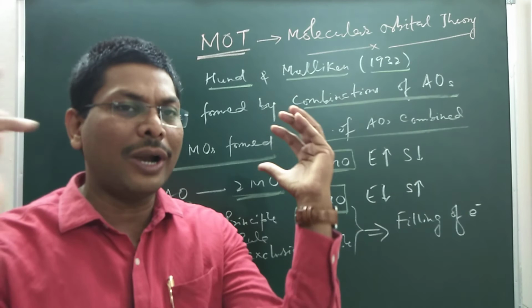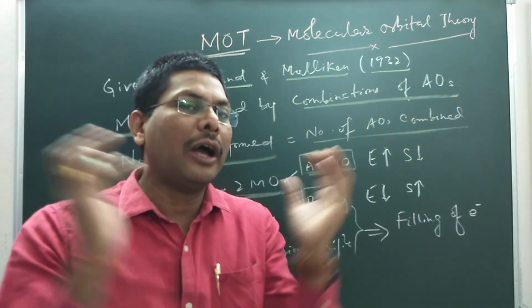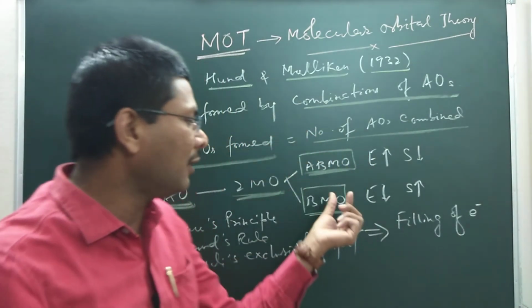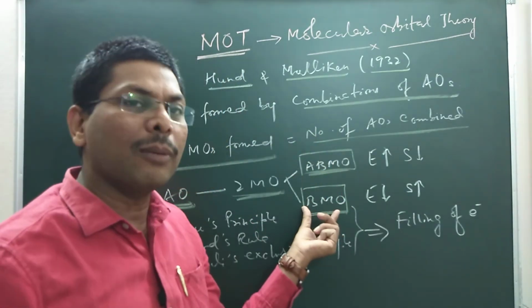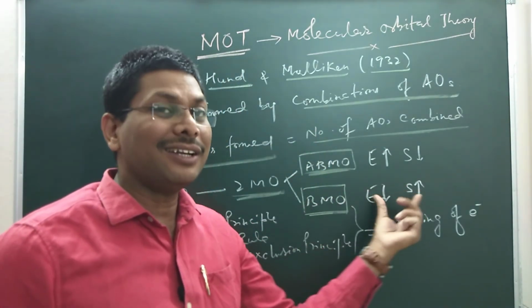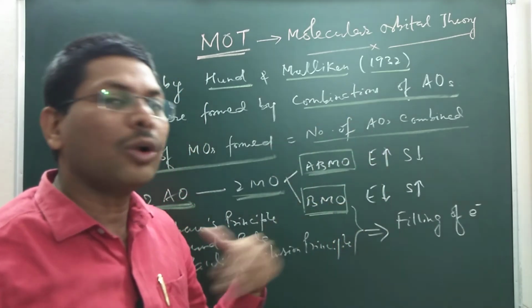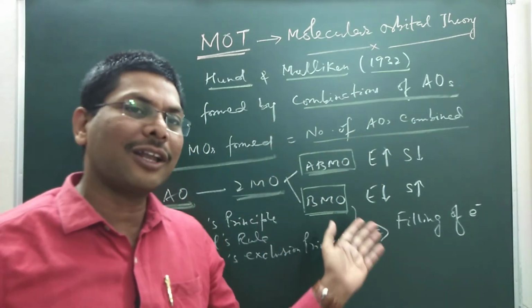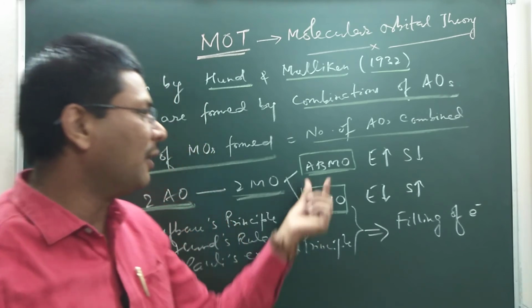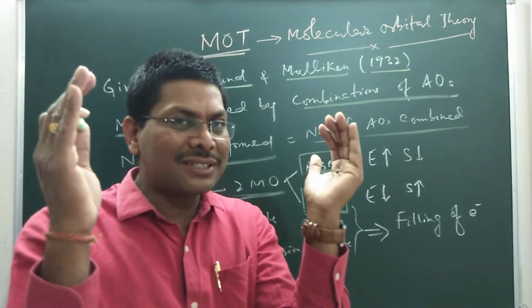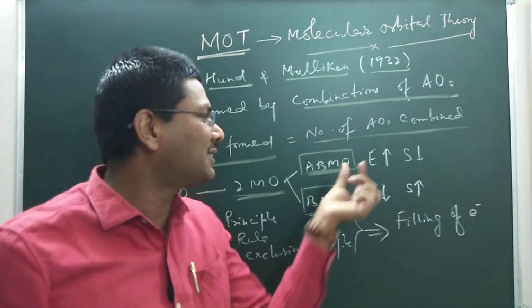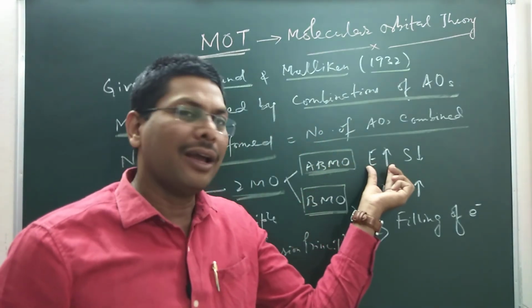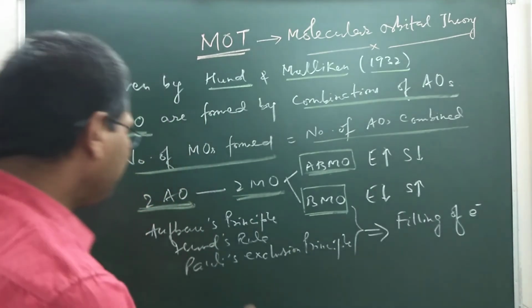So what happens when two atoms come near: the atomic orbitals combine and form molecular orbitals. Between the two nuclei, if the two electrons have opposite spin, that is called a bonding molecular orbital. Here it increases the stability of the molecule. So more electrons in bonding molecular orbitals make the molecule more stable. Whereas if the electrons are not between the two nuclei, then it is an anti-bonding molecular orbital. Energy is more, stability is less.